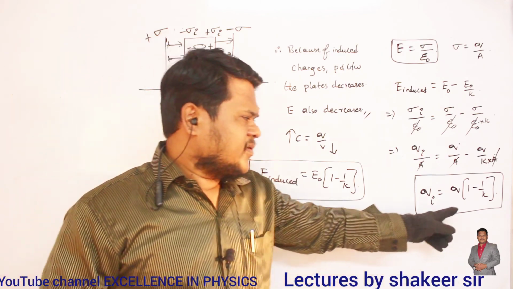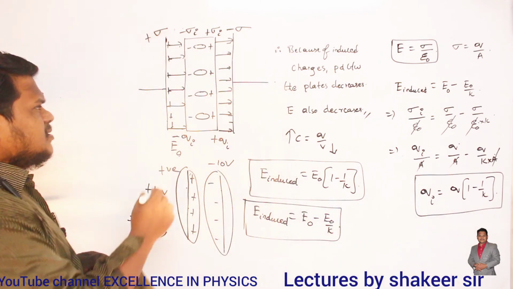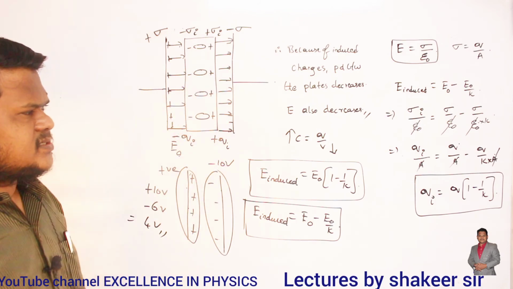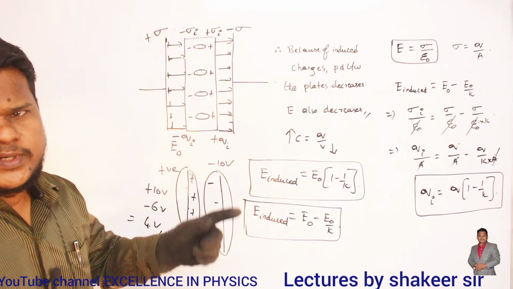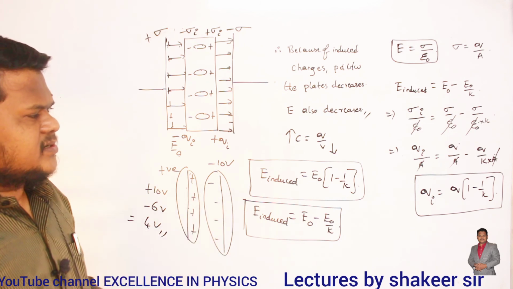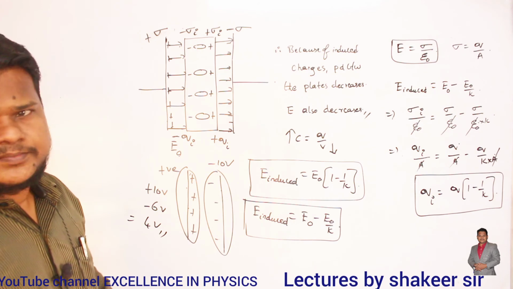So what is K? K value we know, no? K is the dielectric constant of this insulator. That's all. So make a note up to here, and the remaining discussion we will do in the next class. Okay?